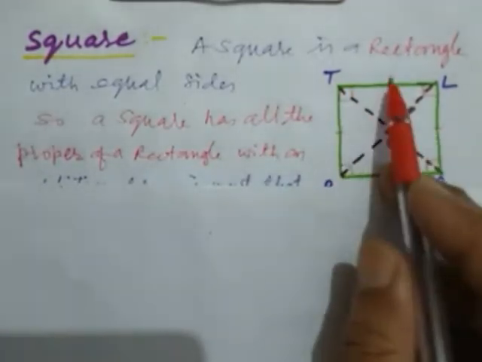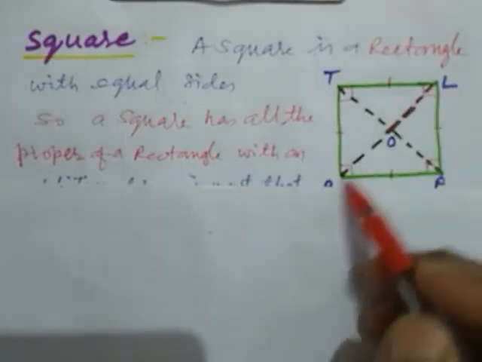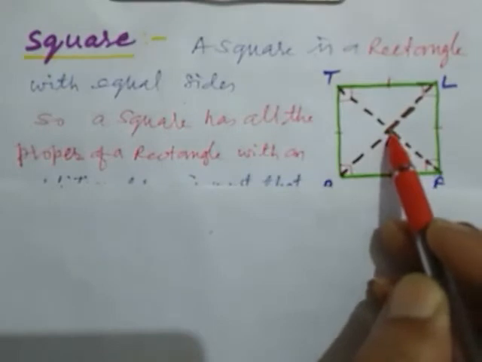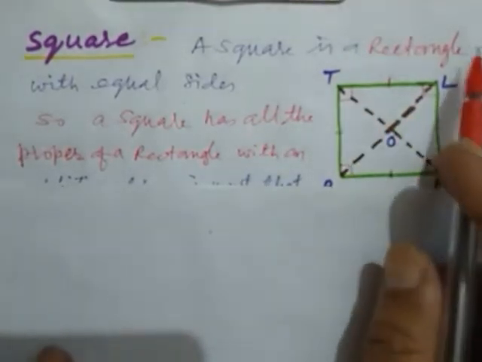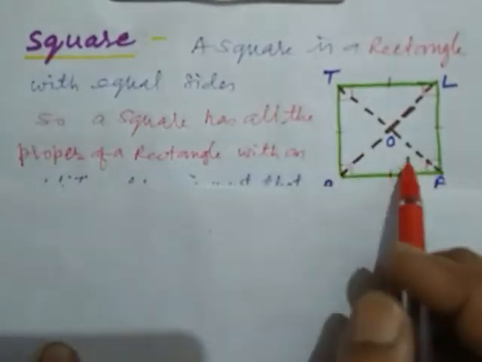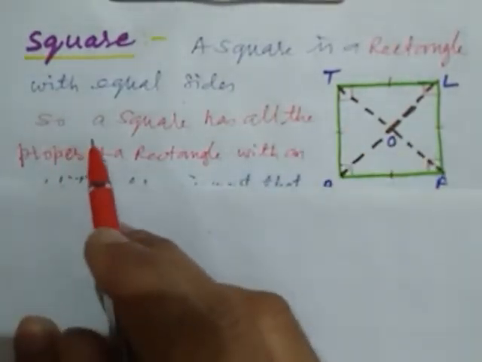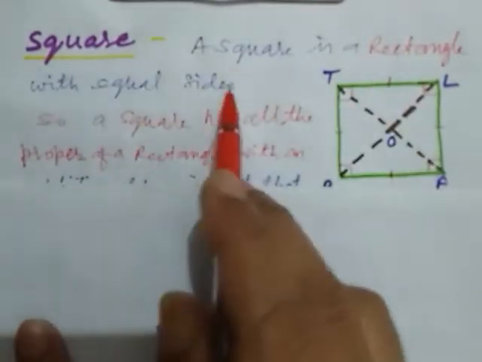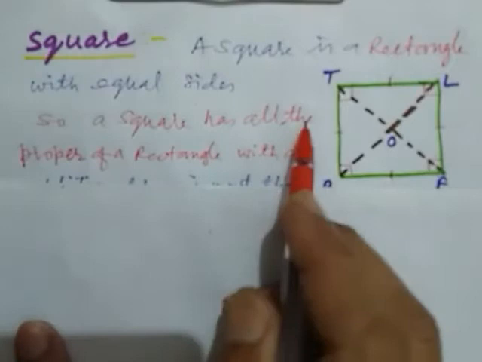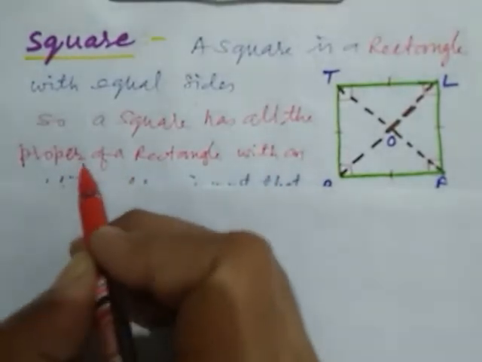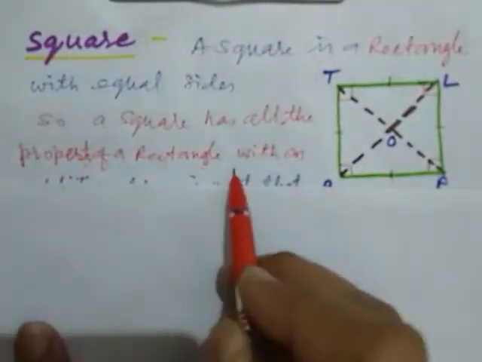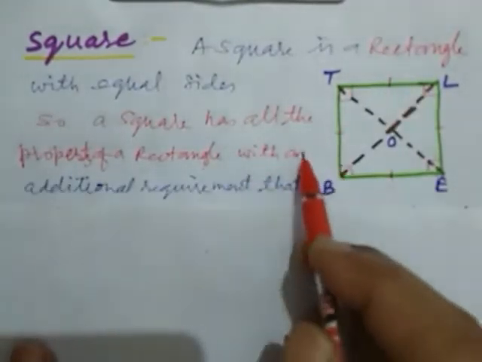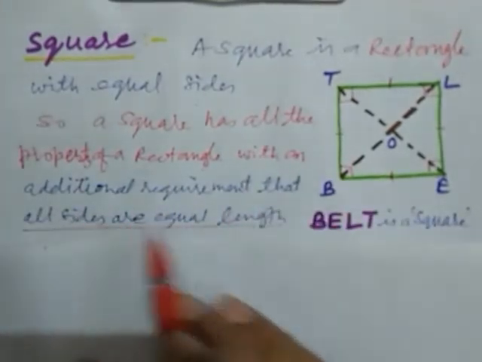Here we mark all the sides as equal. These are the diagonals, which are also equal, and they are intersecting at O. They are bisecting each other. So with the help of this information, we find some characteristics of a square. A square is a rectangle with equal sides, so a square has all the properties of a rectangle with an additional requirement that all sides are equal.